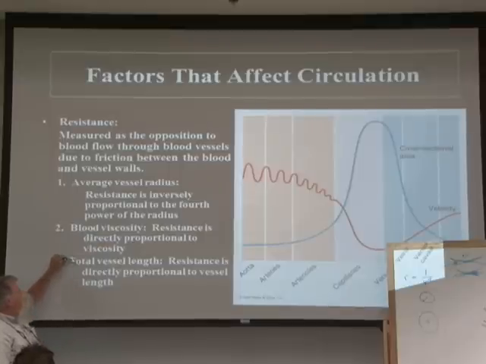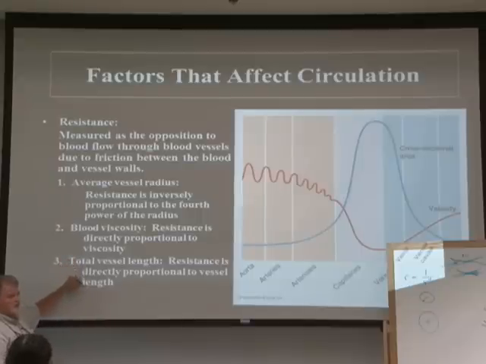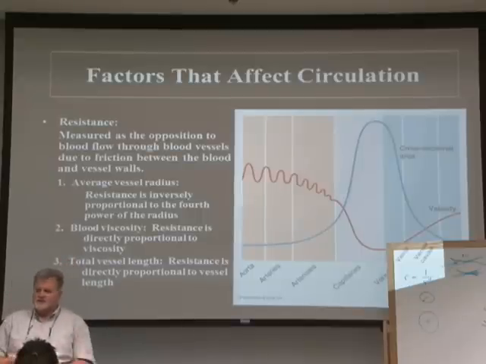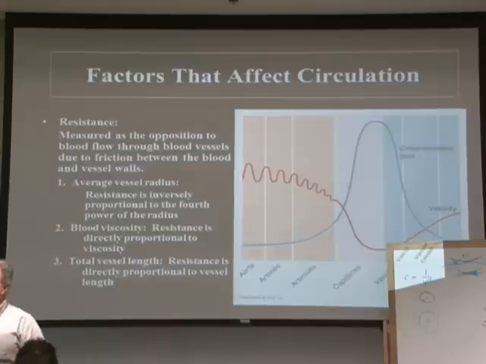And then total vessel length: resistance is directly proportional to vessel length. So then would resistance be greater in my index finger or my big toe?